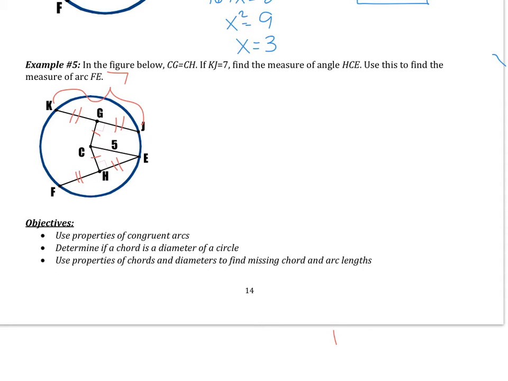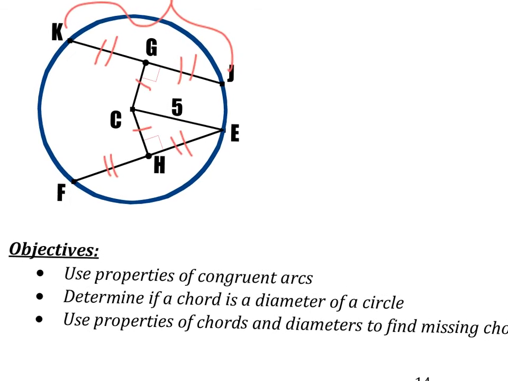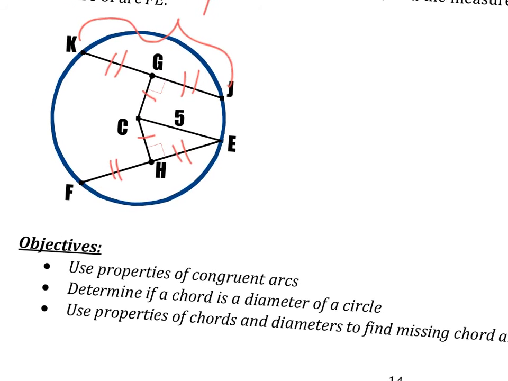And our goal, we want to find the measure of angle HCE. Let me zoom in here a little bit. Sorry it's crooked, but we want to find this angle here. Now, in my picture, I have a triangle, this triangle CHE, and I only have one side of it, that hypotenuse, it's 5.